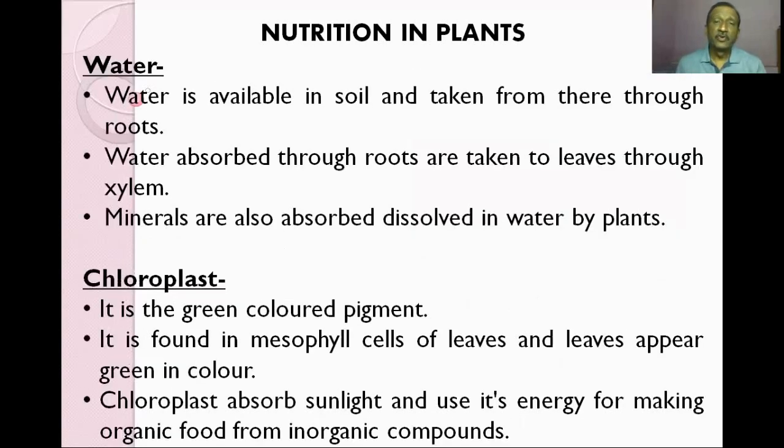Next important content for photosynthesis is water. Water is actually a donor of hydrogen. Hydrogen will be used to reduce carbon dioxide into glucose. So water is a very important content as water gives the hydrogen. Water is available in the soil. From there, it is absorbed by the roots and taken to the leaves by xylem, about which we will study in the same chapter in the later part.